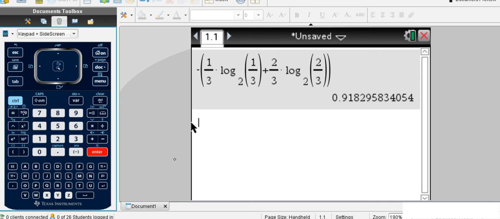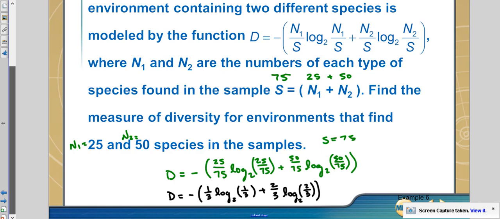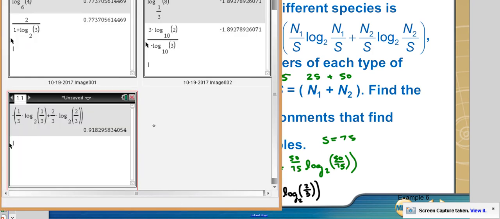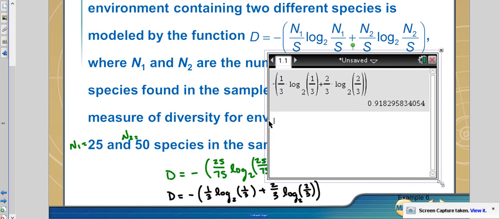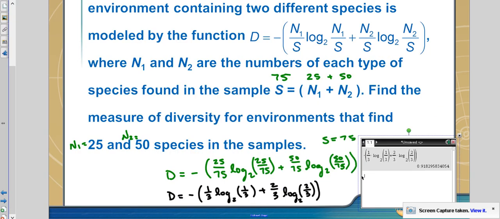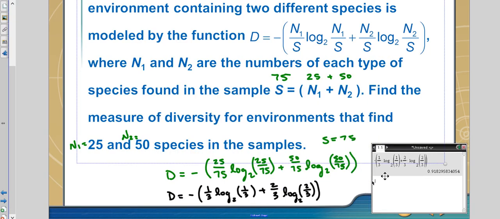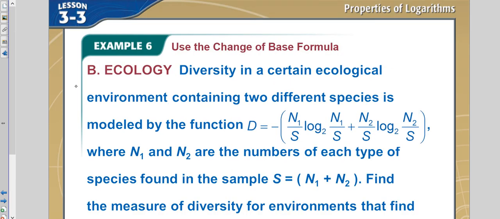So we can come back over. And we now have our diversity. I'm just going to put it down here. I'll shrink it real quick. Okay. Now let's go to part B. Now that we found what our diversity is, let's go to part B.